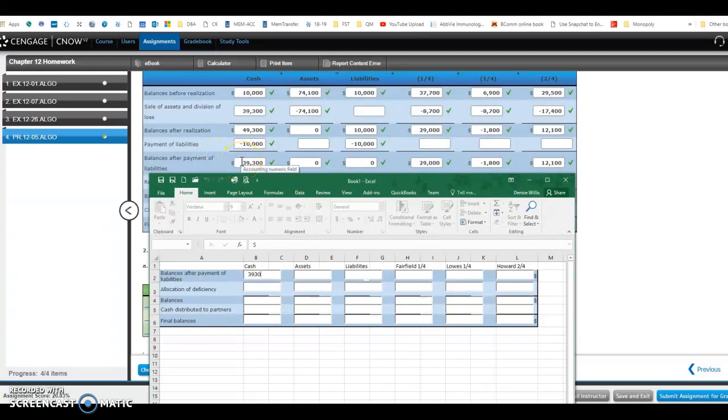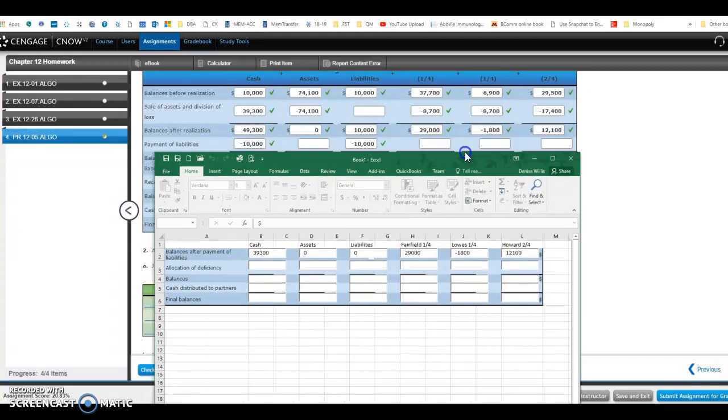So we had $39,300 in cash. The non-cash assets are 0. Liabilities are 0. Fairfield had $29,000. Lowe had a negative $1,800. And Howard had a positive $12,100.